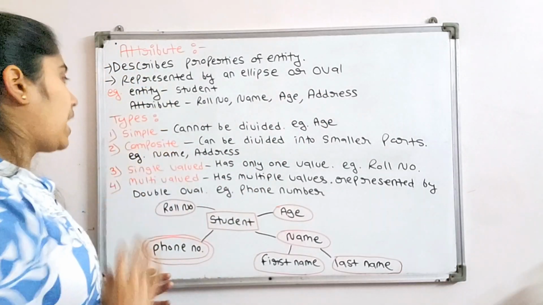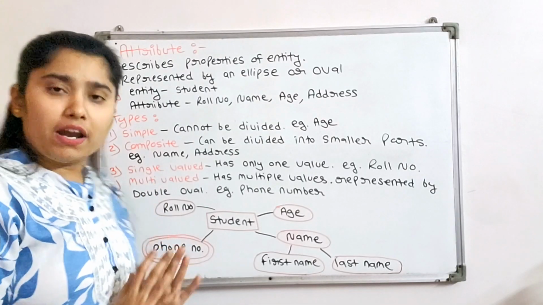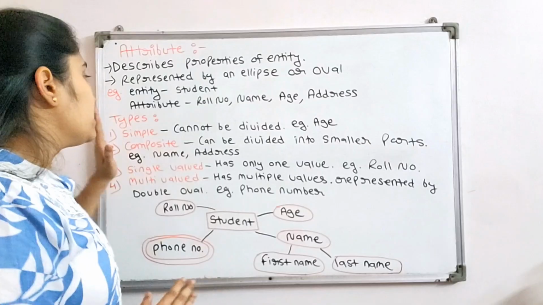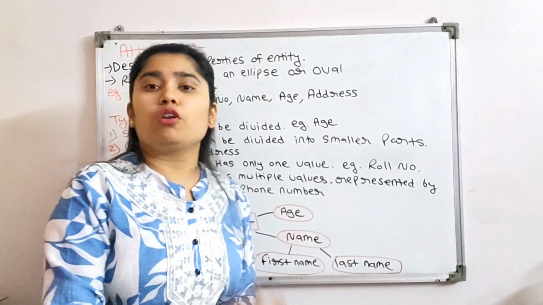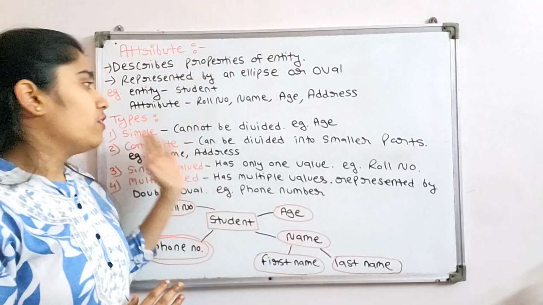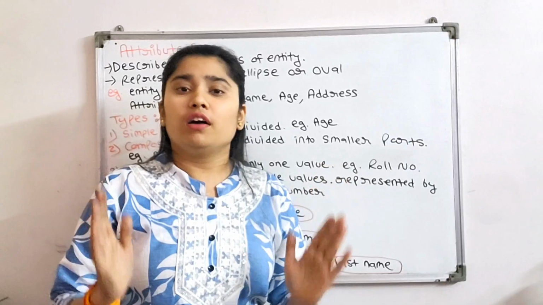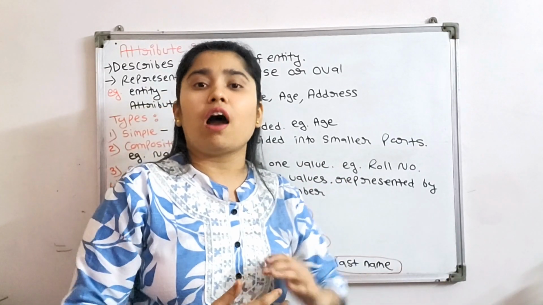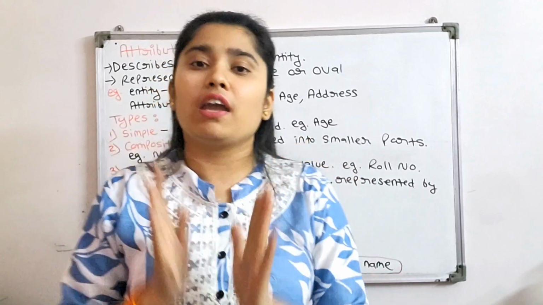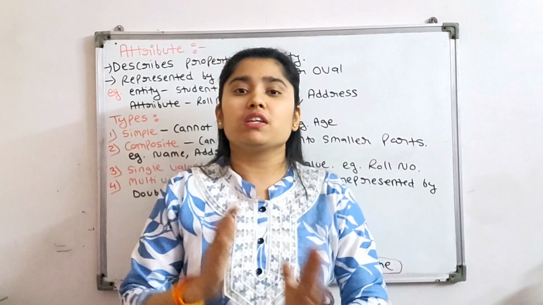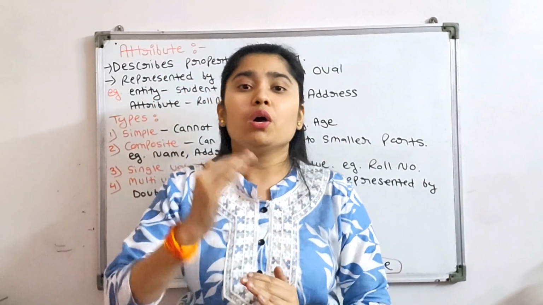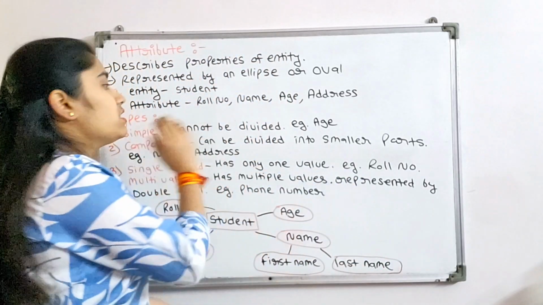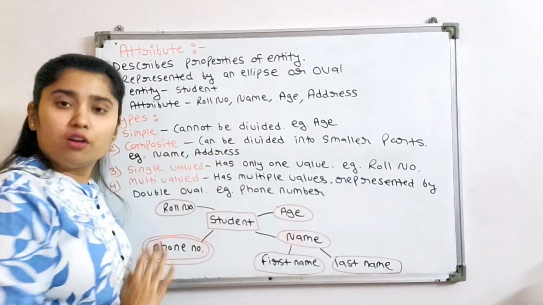Now let's see the types of attributes. We have many types of attributes. The first type is the simple attribute. What is the meaning of a simple attribute? Simple attributes are attributes which cannot be divided further. For example, age. A person's age does not have any other properties after it. Age is just a number, like some person is 22, and that number cannot be further divided. So it is a simple attribute which cannot be divided further.